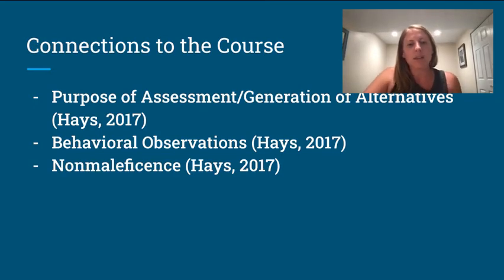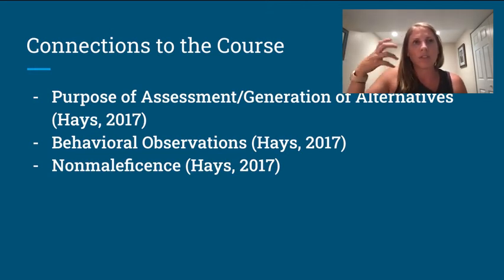So some connections I've made to our assessment course through my literature review and thinking more about students with dyslexia. One thing that came up in Hayes was the purpose of assessment being generating alternatives, right? So like I had said before, why is it that we would assess a student with dyslexia, given that they've already been diagnosed, that we're not necessarily the ones that are looking for the educational or the literacy skills, but rather the social emotional effects that dyslexia can have on a student.